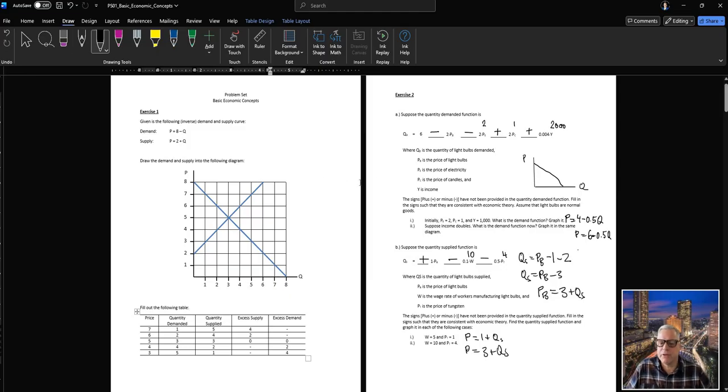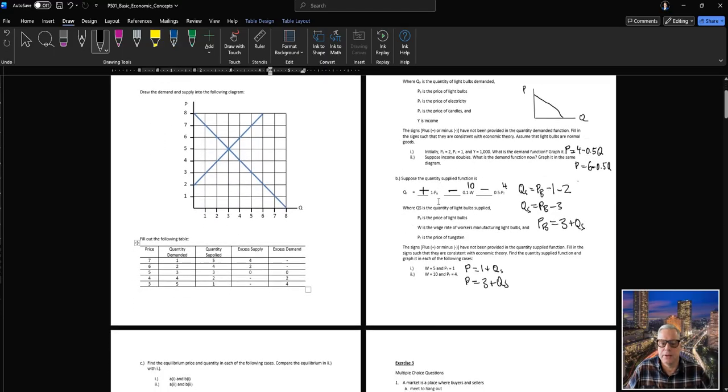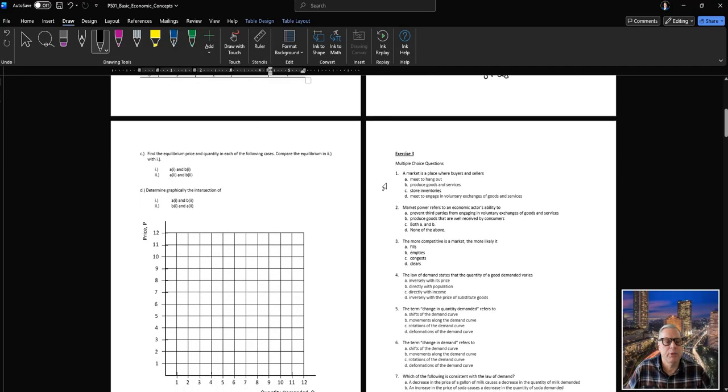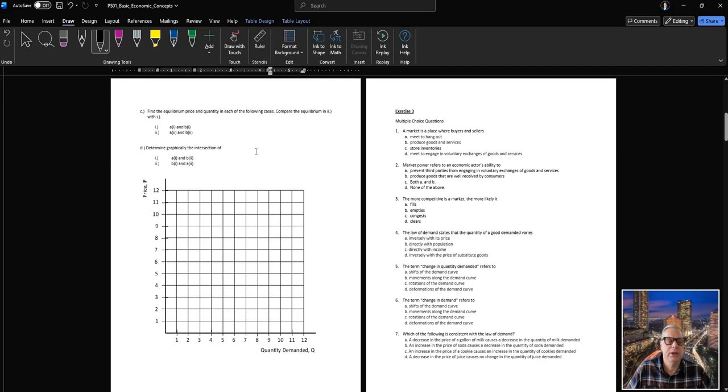Okay, so now we have the functions, and on the next page we are supposed to draw them. So let's see what we need to do on the next page. Find the equilibrium price and quantity in each of the following cases, and then determine graphically the intersection.